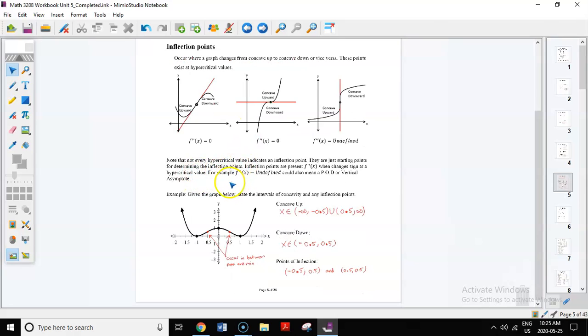All right, and there's a little note there. It says not every hypercritical value is an inflection point. So critical values are when the derivative is 0. Hypercritical values are when the second derivative is 0.